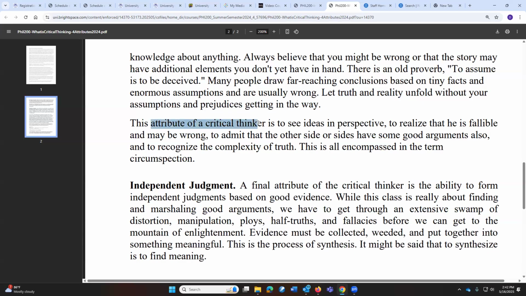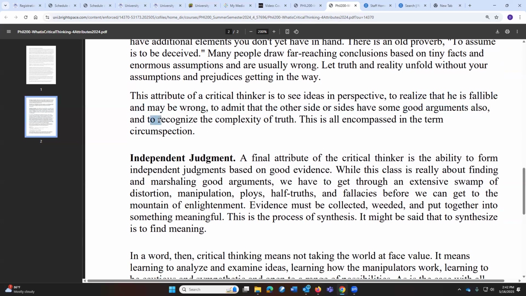The critical thinker who uses this attribute of circumspection sees things in perspective. They realize that they could be wrong, that they're fallible. And they admit that the other side may have some good arguments as well. Look for that balance and recognize the complexity of truth. Truth is never simple. There's always a lot of things attached to it. This is all encompassed in the term circumspection.